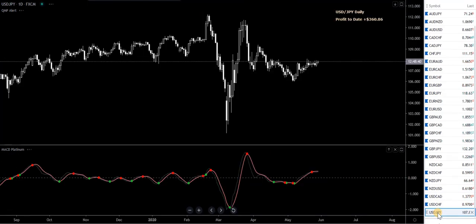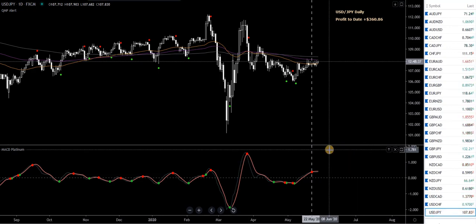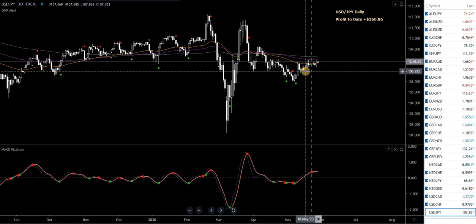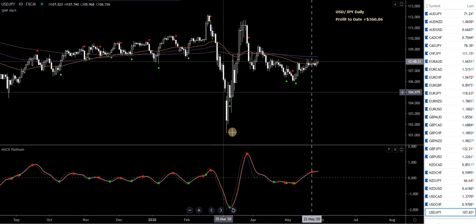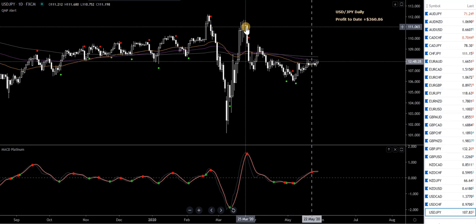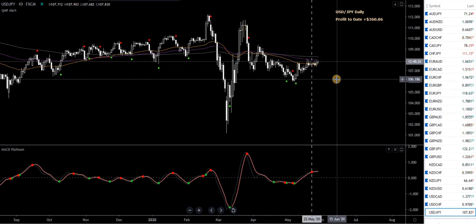And USD Japanese yen, nothing happening there. Look, this is the daily chart. What's that? A month of crap, really. Nice big moves. Dare I say, COVID-19, then there.